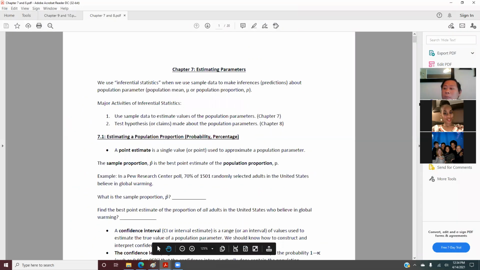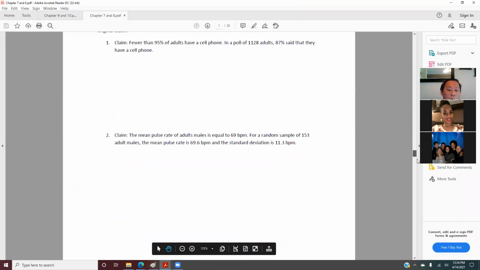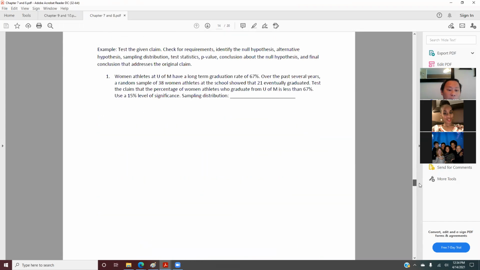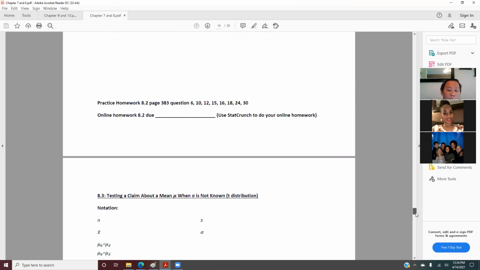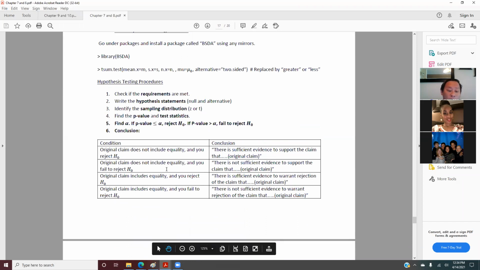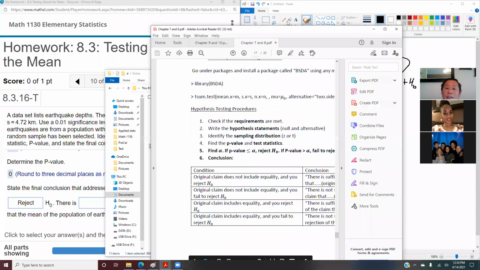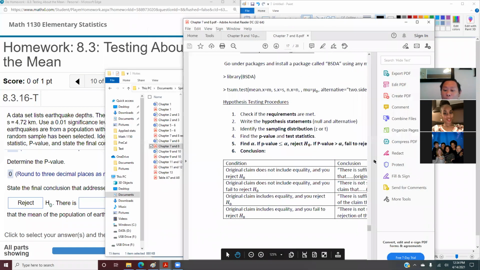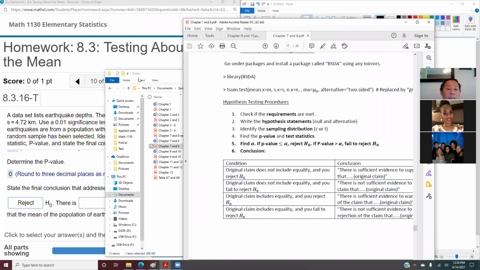So it will be significant. So which is this table? It's the same old table, the same table that we used the whole time. So what you do here is, first thing first, ask yourself: does this question have equality or not equality?